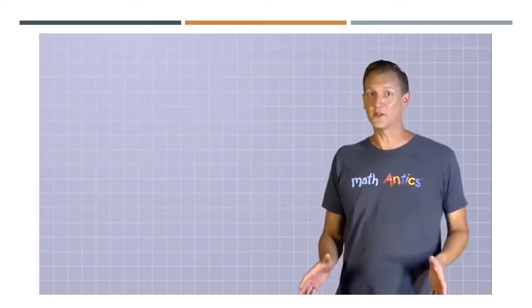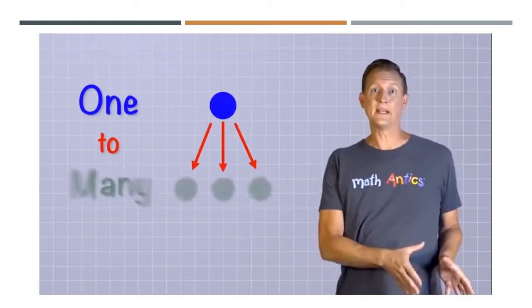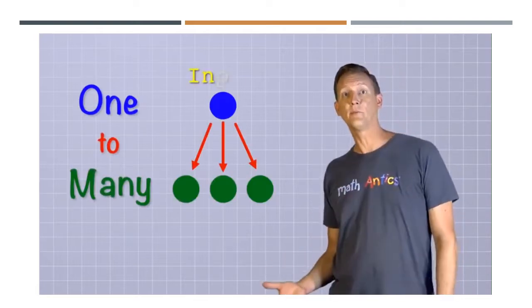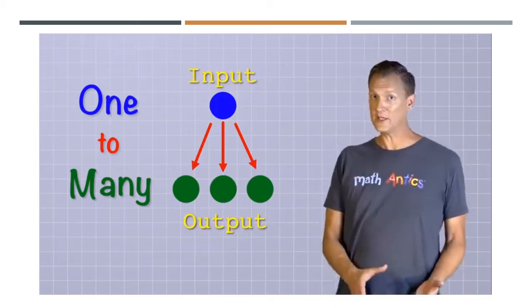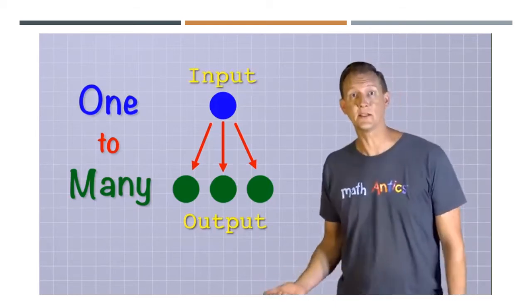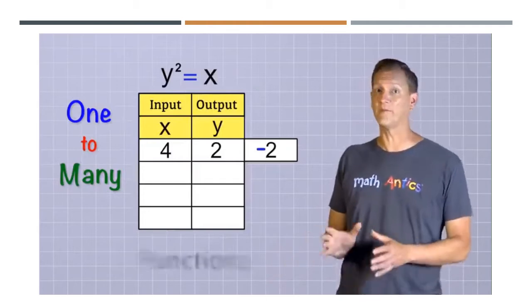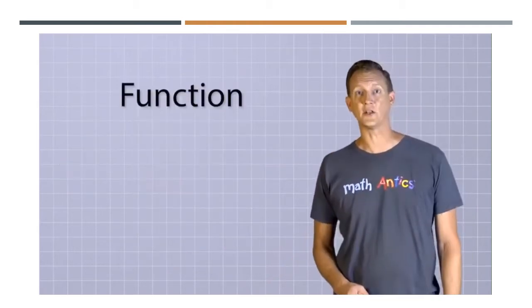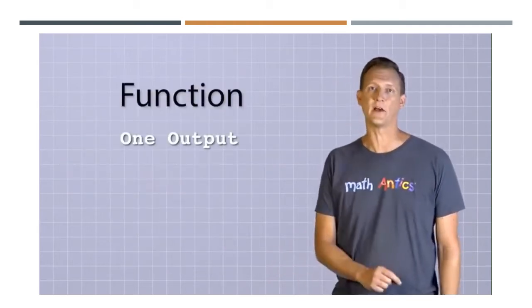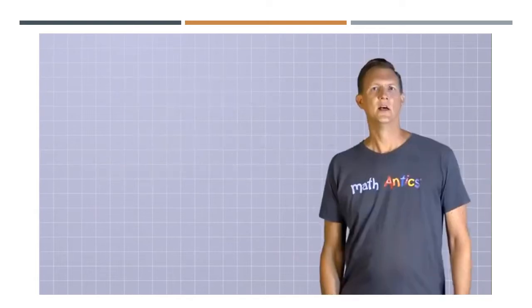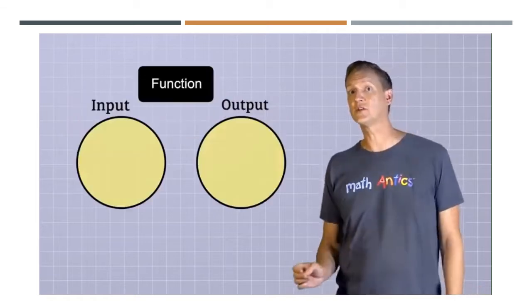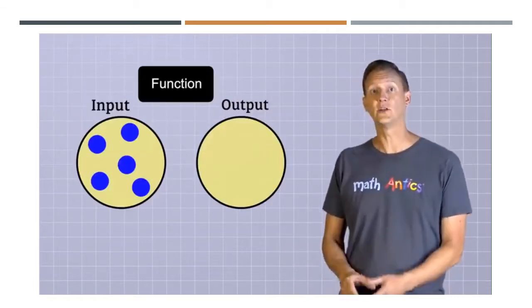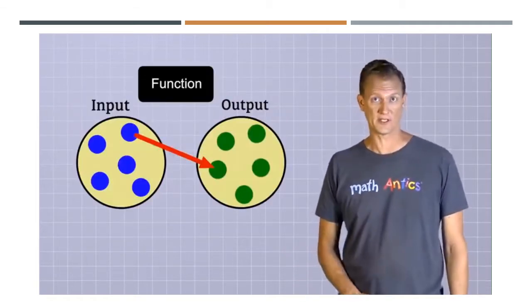You see, functions aren't allowed to have what we call one-to-many relations, where one particular input value could result in many different output values. One-to-many relations certainly do exist, as we can see from this example, but we don't call them functions. For something to be called a function, it has to produce only one output value for each input value. So a function doesn't just relate a set of inputs to a set of outputs. A function relates a member of an input set to exactly one member of an output set.